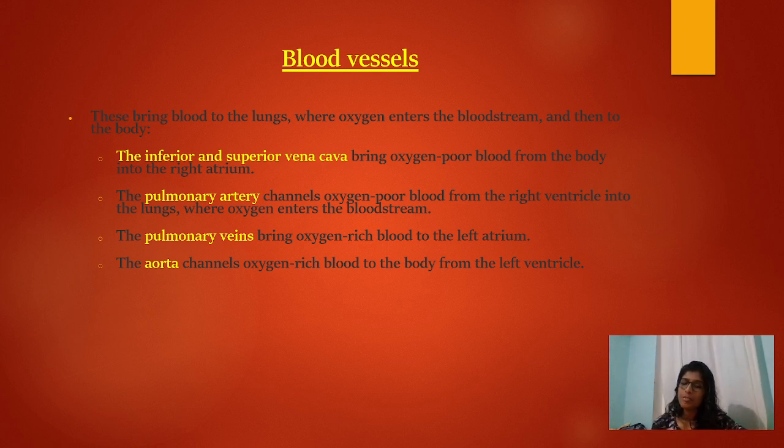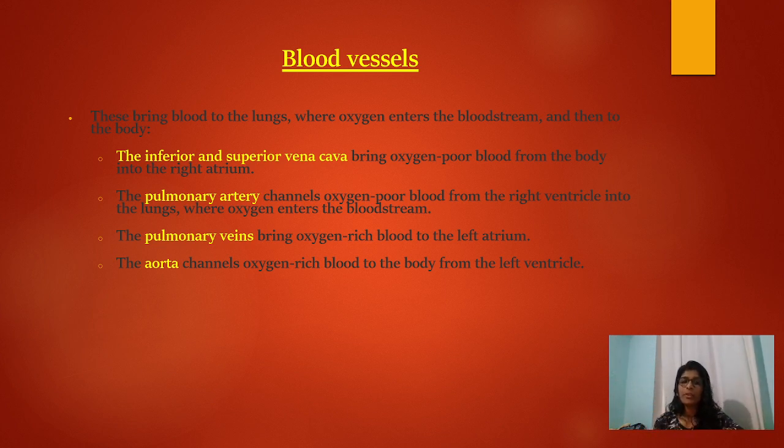First one is the inferior and superior vena cava. This inferior and superior vena cava brings blood from different parts of the body. The inferior vena cava will take blood from the lower part of the body. Superior vena cava will take blood from the upper part of the body, and reach the right atrium. This would be oxygen-poor blood. There is no oxygen in that, so this will be coming from cells after metabolism and all. Then from the right atrium, blood will come to the right ventricle.